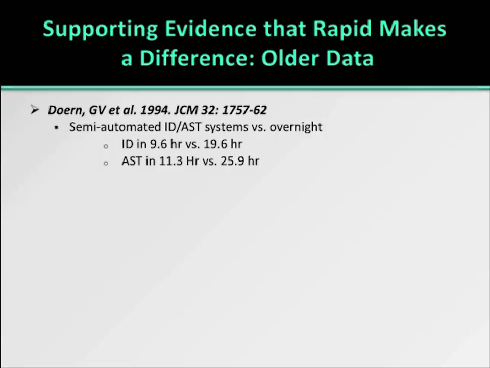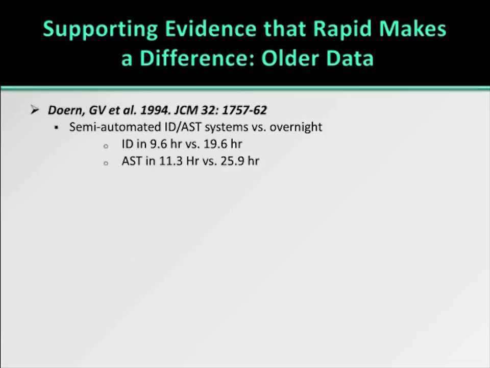Back in 1994, Gary and his colleagues presented data looking at what at the time were maybe considered novel methods, these semi-automated ID/AST systems versus overnight. So we're looking at a Vitek, a Phoenix, a Microscan, and at the time, there was a limited number of these ID systems back in 1994 when you could actually get results before an overnight incubation or a manual identification and susceptibility test.